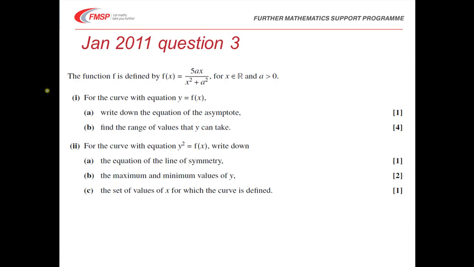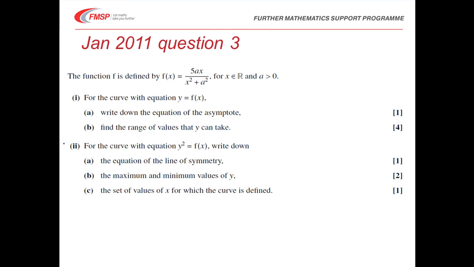So let's start by reading through the question. We're given a function f, which is defined by f of x equals 5ax over x squared plus a squared for all real values of x, and a is greater than 0. In part 1 it says, for the curve y equals f of x, write down the equation of the asymptote and find the range of values that y can take.